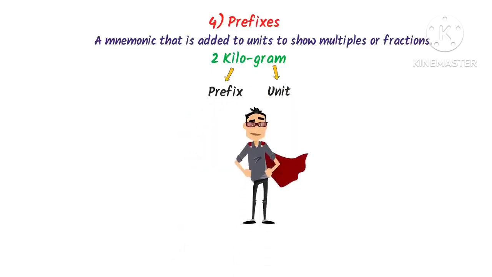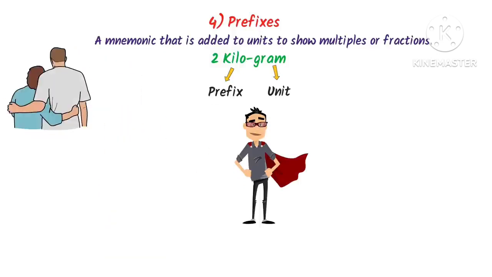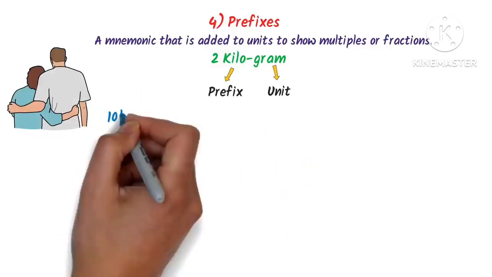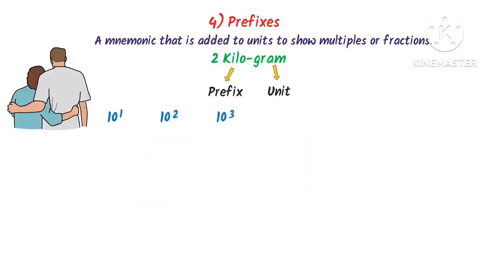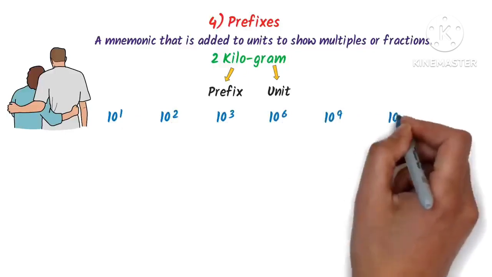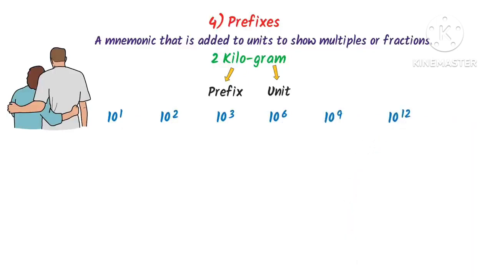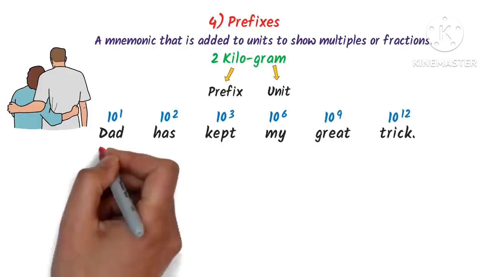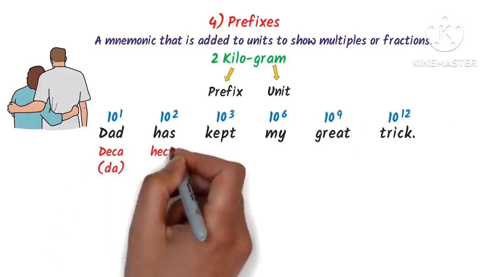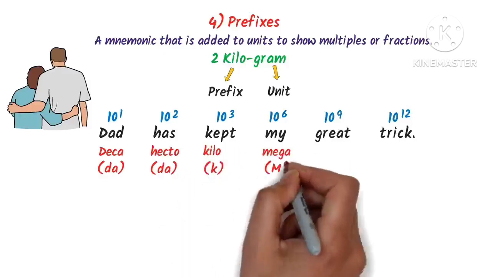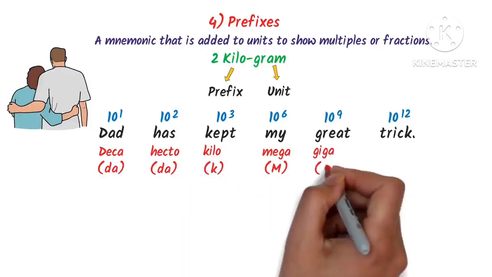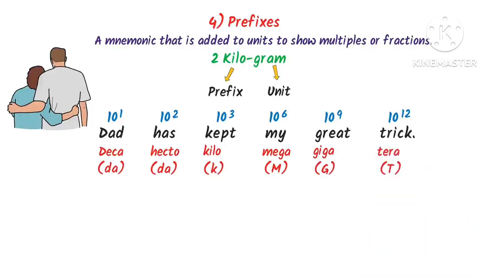Now how can we remember the list of important prefixes? Well, I use my personal trick. I always write 10 to the power 1, 2, 3 and then I jump 3 times: 6, 9, 12. Now I say, Dad has kept my great trick. This D stands for deca, this H stands for hecto, this K stands for kilo, this M stands for mega, this G stands for giga, and this T stands for tera.